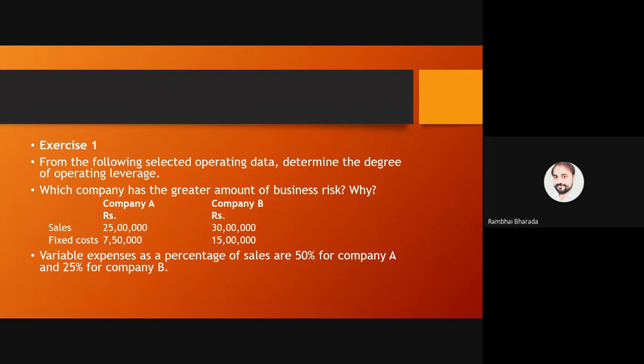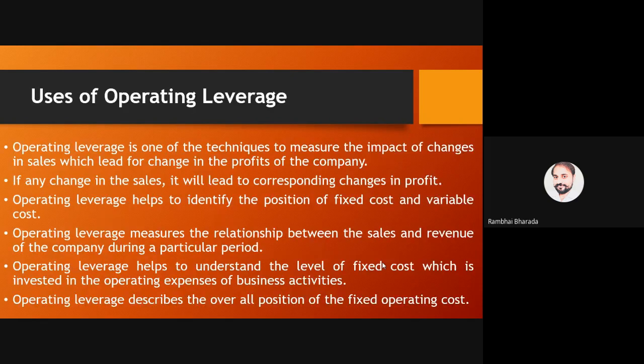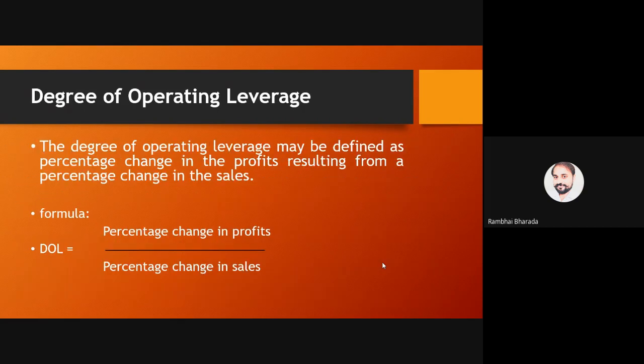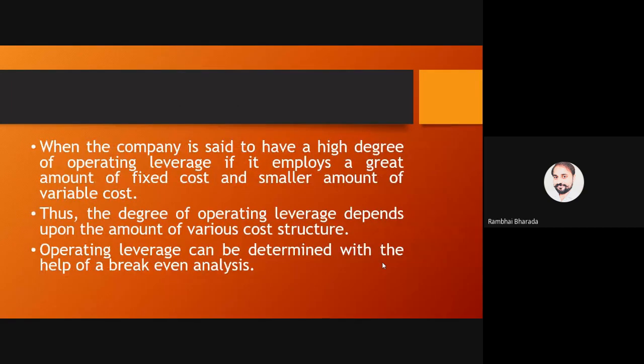Okay. Now we have one question here. Which company has a greater amount of business risk and why? For that, we need to look at a theoretical aspect. Now see this slide and para number 1. Read the first para and tell me which company has a higher business risk, A or B.